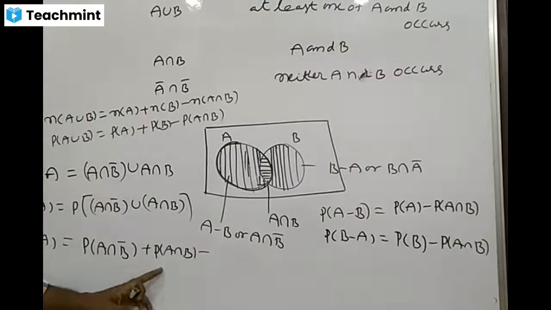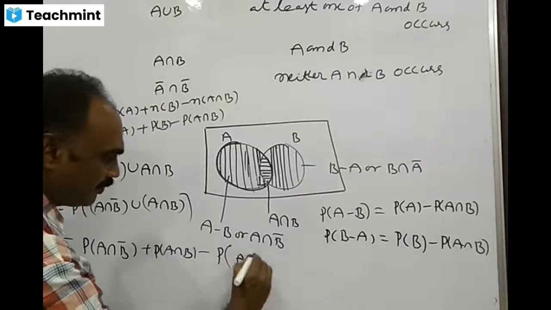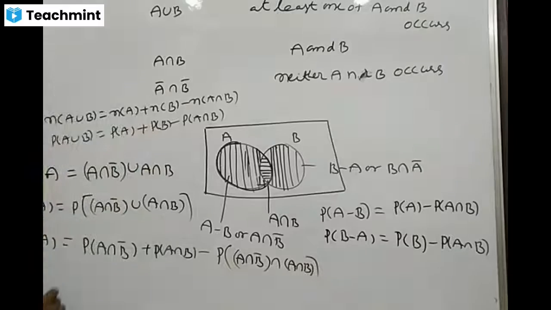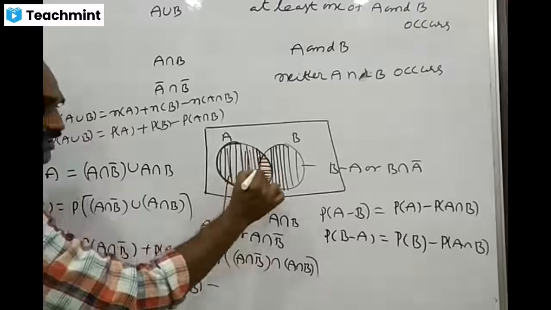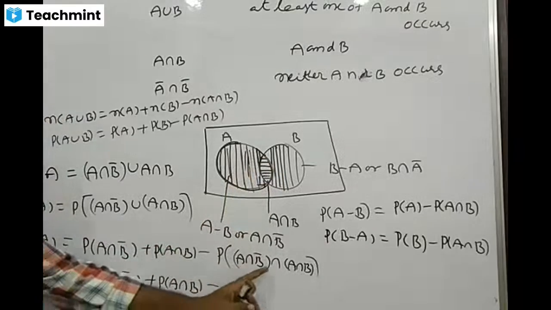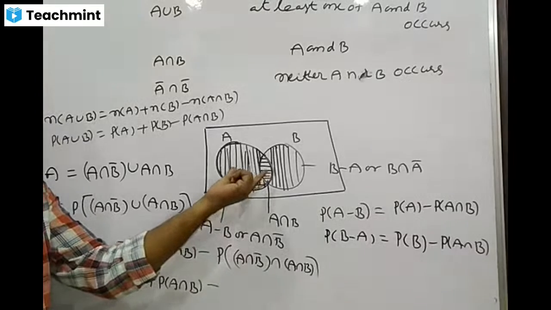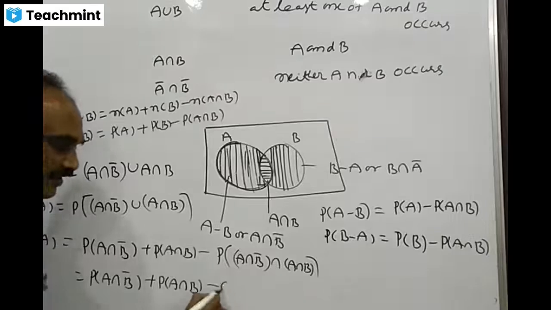P of A plus P of B minus P of A intersection B. P of A intersection B bar intersection A intersection B. So that is equal to P of A intersection B bar plus P of A intersection B. So this portion is A intersection B bar. This portion is A intersection B. Friends, A intersection B bar and A intersection B have no common elements. This is an impossible event. Probability is 0. This value is 0.